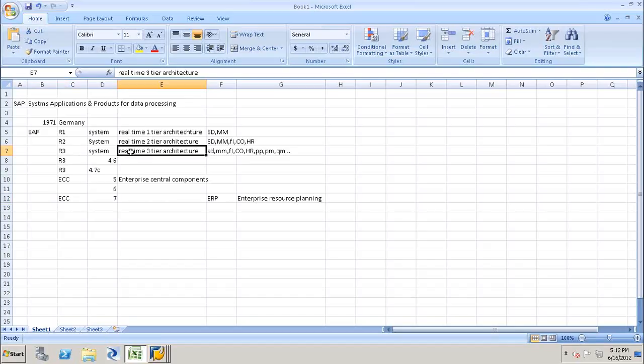So the SAP ECC system is real-time. Initially, that's why the names were R1, R2, R3. R stands for real-time, which means live. R1 is the initial version. The current version is ECC 7.0. The purpose of ECC is to perform the day-to-day transactions.